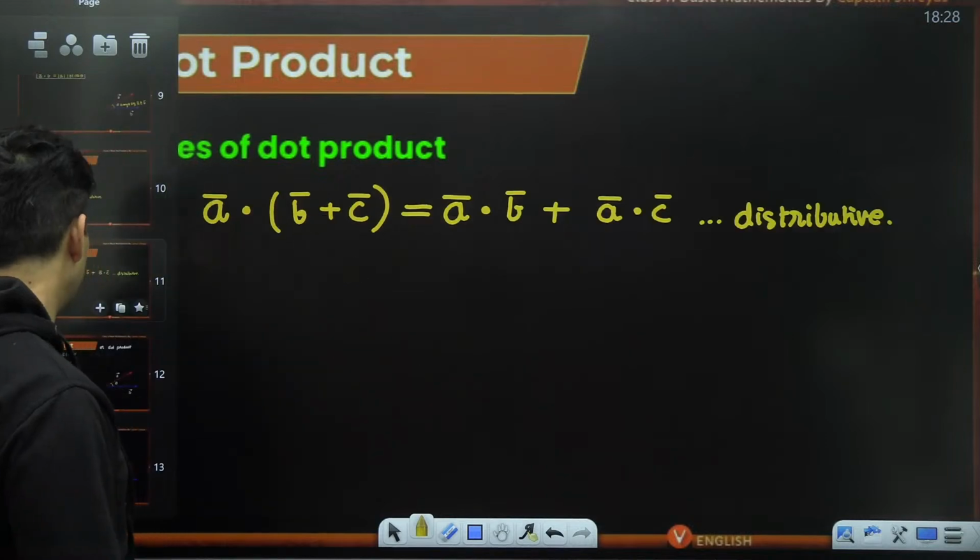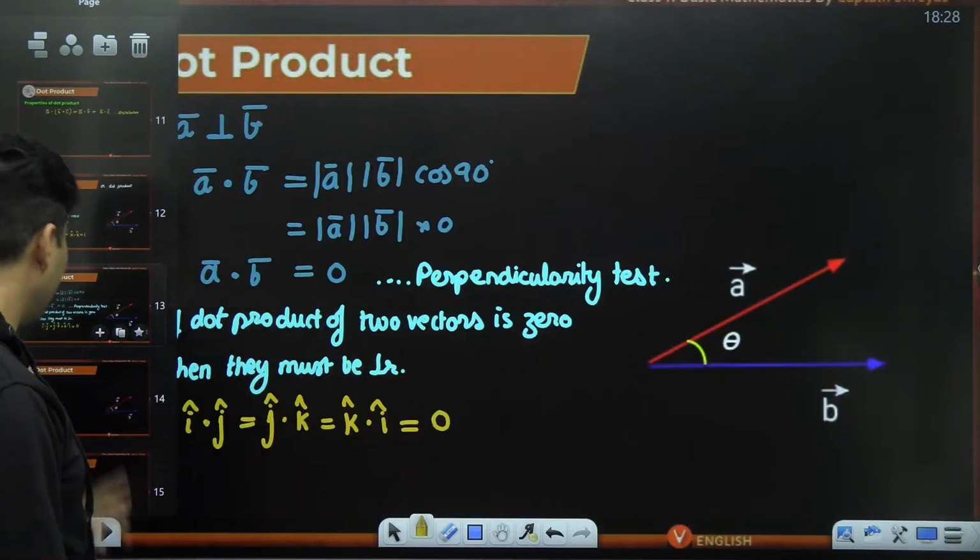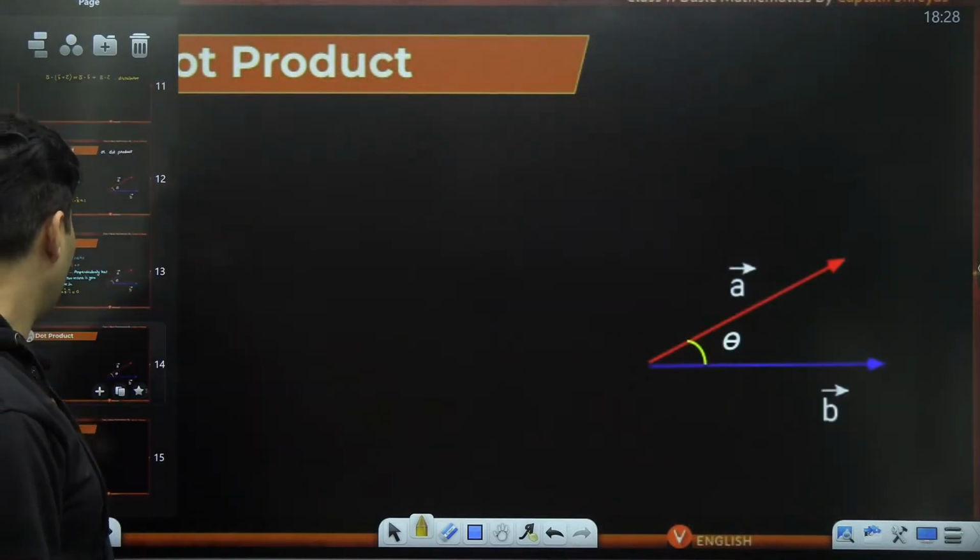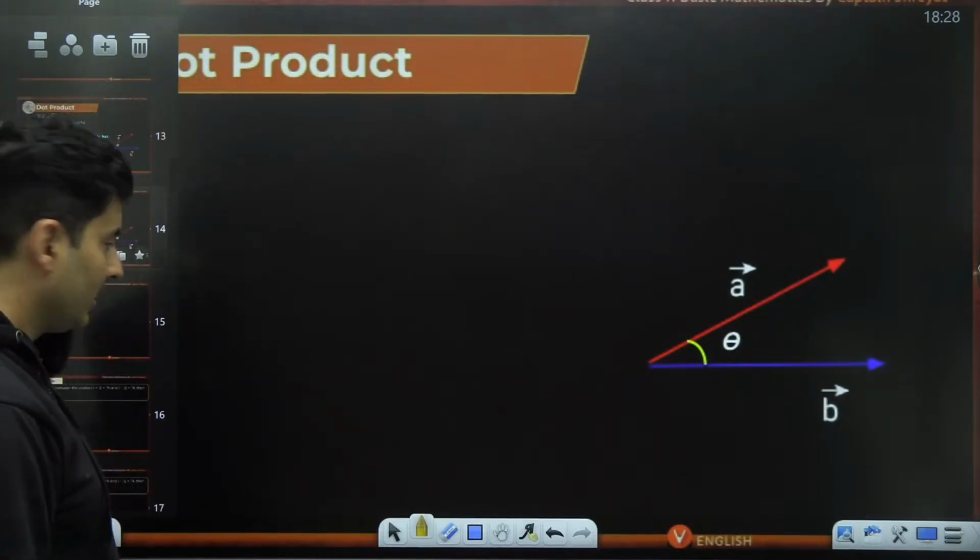So dot product didn't come first. It was the other way around. The quantities came first, and then people understood how to deal with it.